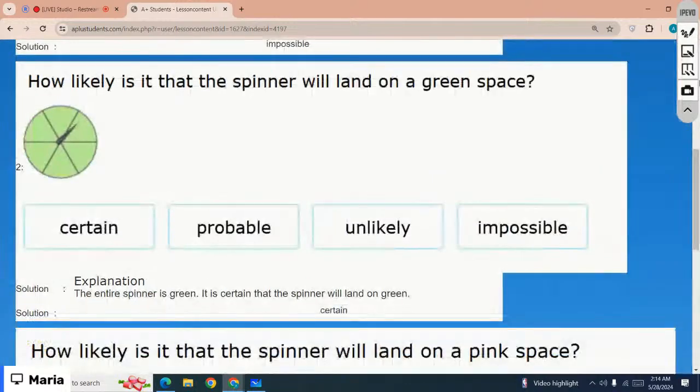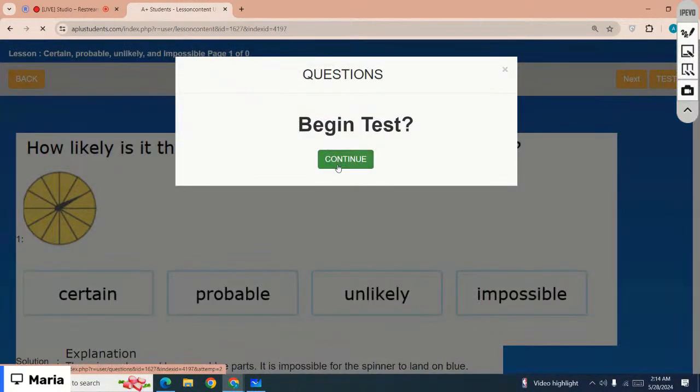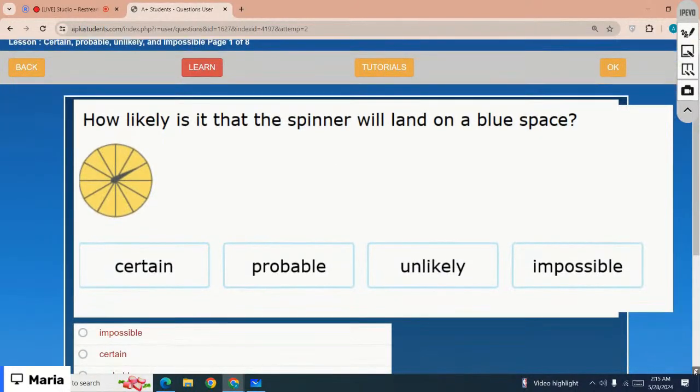Let's just start with the test questions. How likely is it that the spinner will land on a blue space? So which is the correct option?